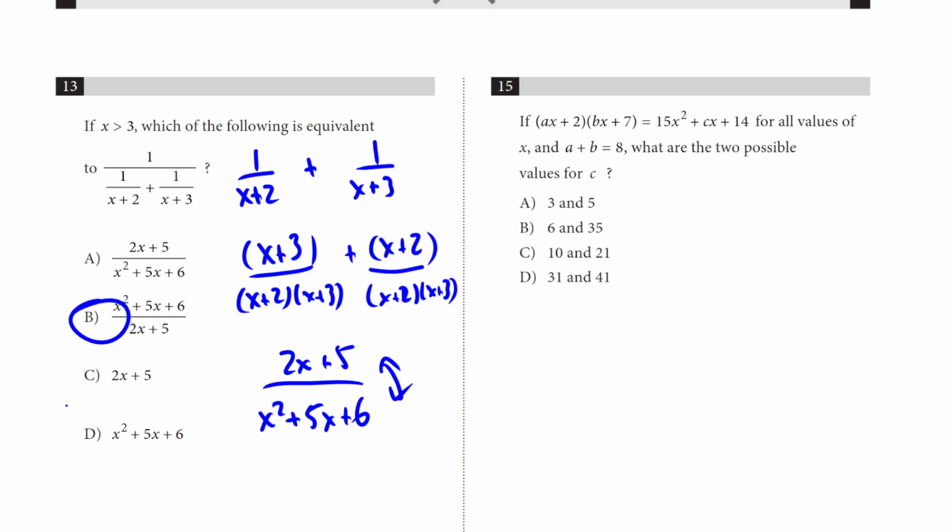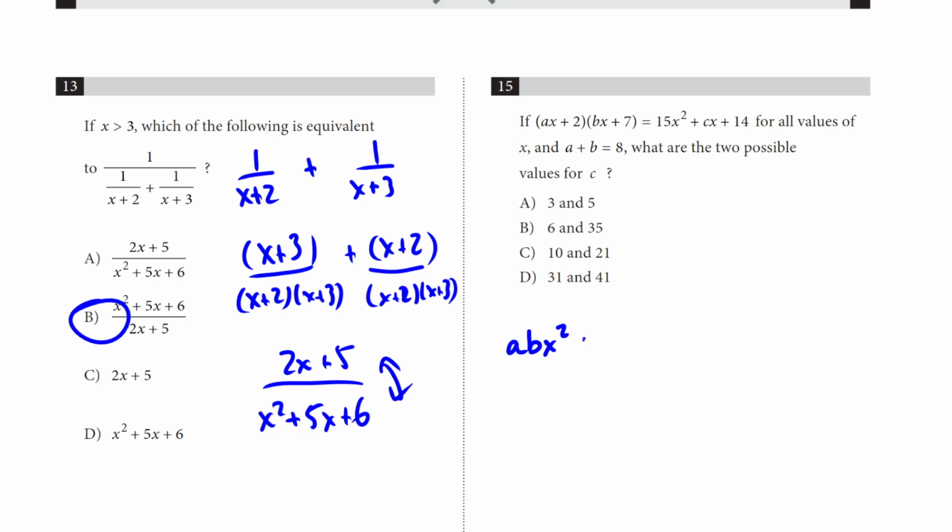Okay, 15, if ax plus 2 times bx plus 7 equals 15x squared plus cx plus 14 for all values of x, and a plus b equals 8, what are the two possible values for c? Well, this is super fun. Okay, so if we multiply the left, we're going to get ab. First of all, I need to stop and ask myself, is this a good approach to take? Multiply them out, see what we get. Yes, I do think this is a good approach for now.